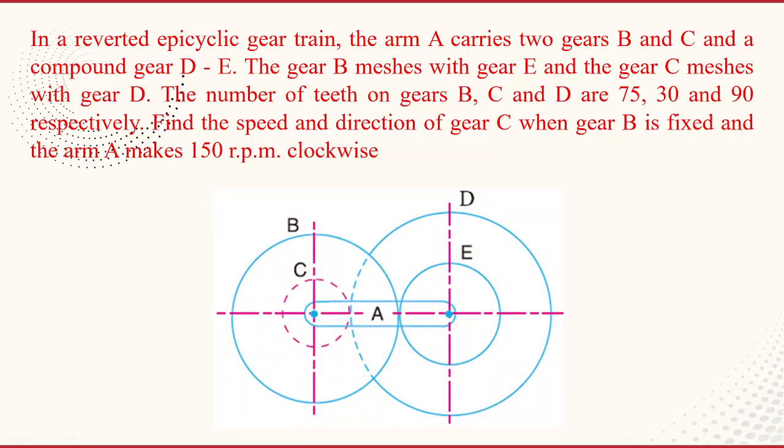Now see that this is a reverted gear train. So the gear C is meshing with gear D and gear B is meshing with gear E, and these gears are connected with arm A. Here gear D and E are a compound gear. So E is meshing with B and D is meshing with C. So the gear B and gear C are on the same axis.